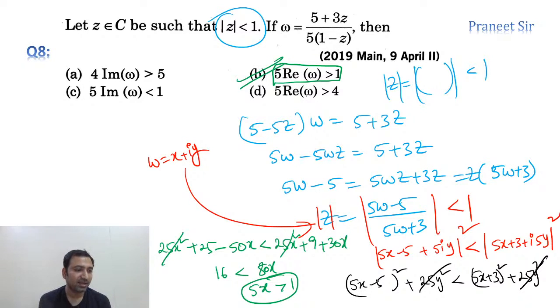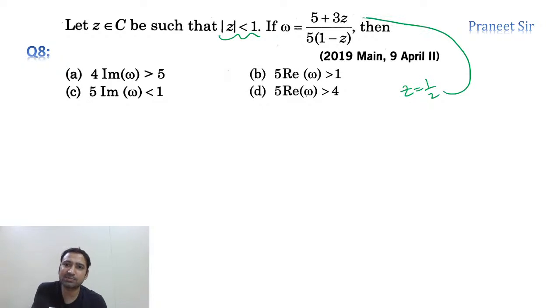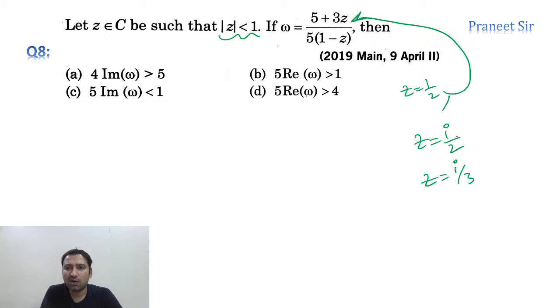Clear now? So if you want to do this question easily, you can take some substitution. Mod z less than 1, he is saying, right? So take z equal to something like 1 by 2 and substitute here. And check which option is satisfying, and eliminate a few options. Clear? Understood now what I am saying? Mod z less than 1, so I can take z equal to 1 by 2, z equal to i by 2, z equal to i by 3. All these substitutions I'll take and eliminate the options. A few options I'll eliminate. That's better. What do you say, guys? Can we try this method?